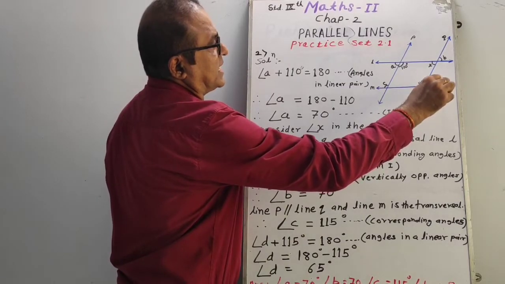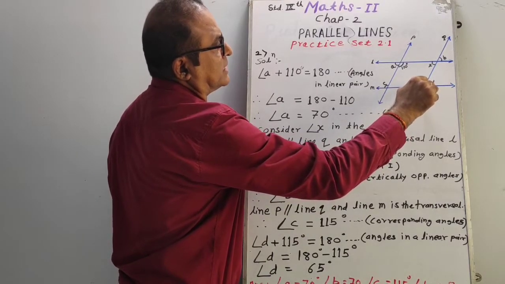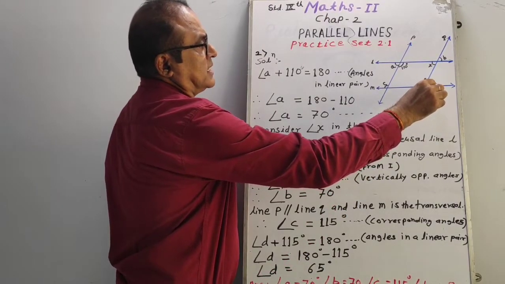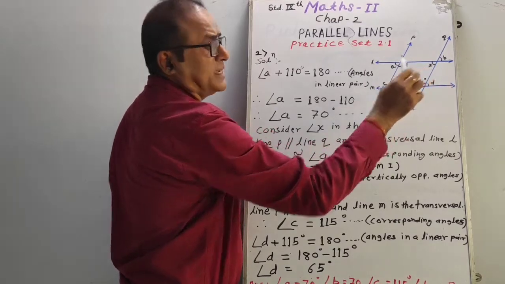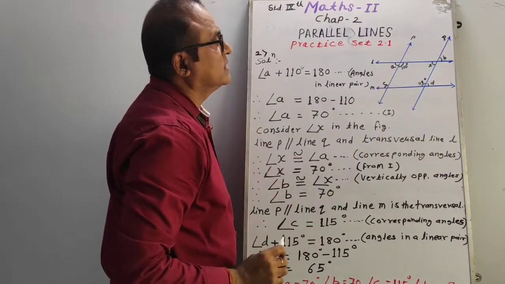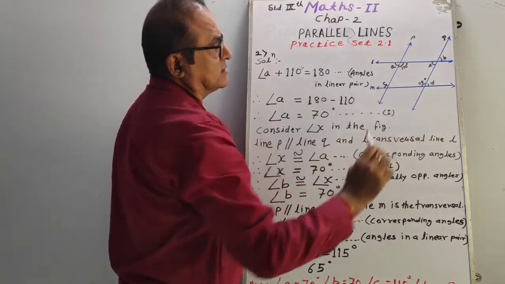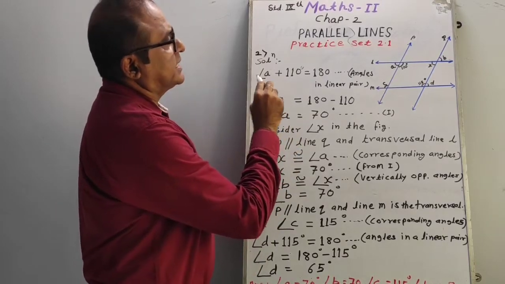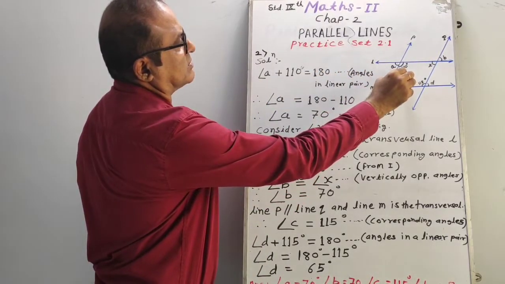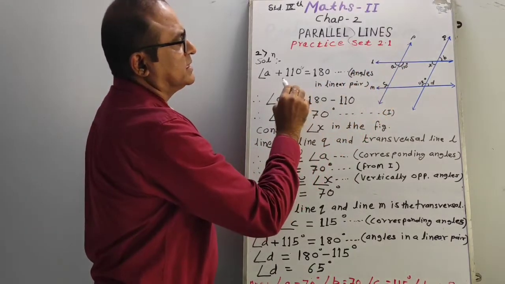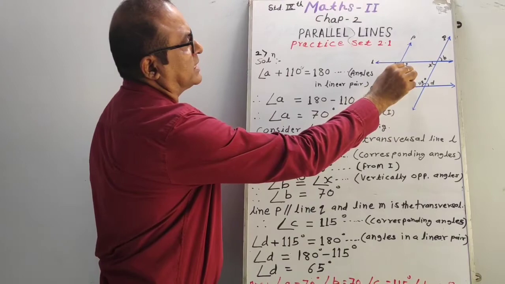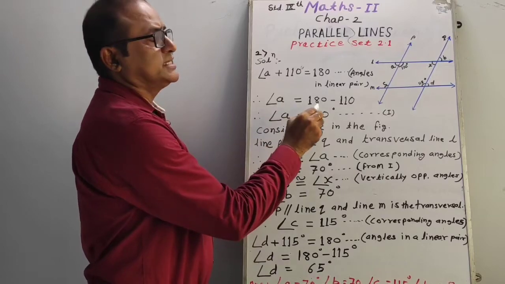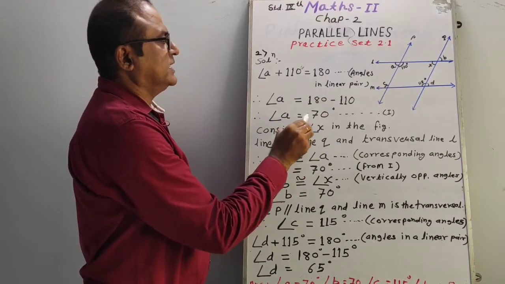Fourth, angle D. Angle D and angle 150 degrees are the linear pair. Therefore, angle D can be found by the linear pair. Let's see. Angle A plus 110 is equal to 180, because angle A and 110 are the linear pair, and the sum of the linear pair is 180. Therefore, angle A is equal to 180 minus 110. Therefore, angle A is equal to 70 first.